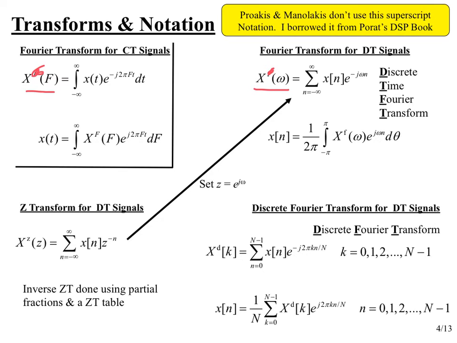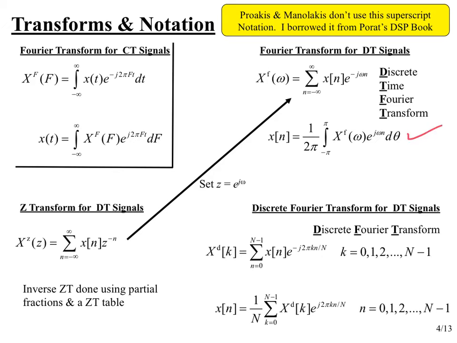To tell them apart, I'm at the mercy of identifying them only by the fact that this one has a capital F and this one has a lowercase Greek omega. But as soon as I start substituting in different variable changes, as we will have to do, I lose track of what is what. So this superscript idea, even though Proakis and Manolakis don't use it, helps us see, oh, this is the DTFT and this is the CTFT. They are two different things, and it helps us keep a different notation for them.